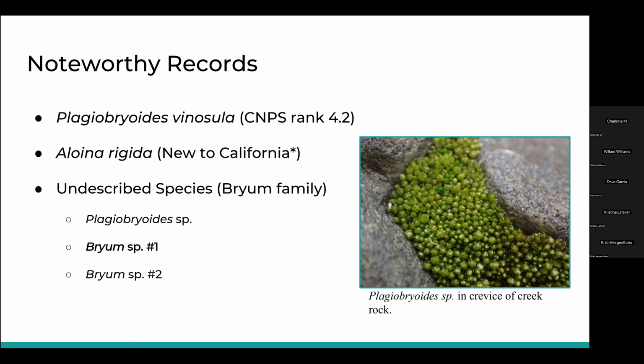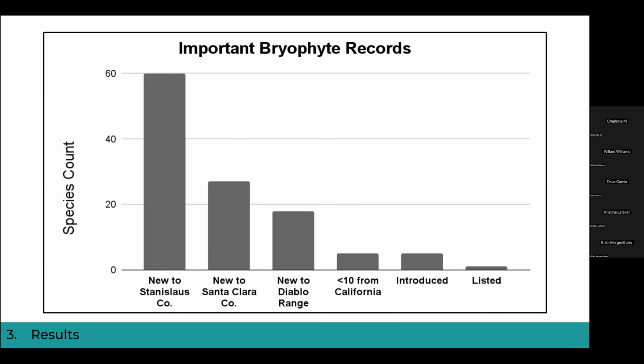Then you have 2 Bryum species, Bryum species 1 and Bryum species 2. I won't get into detail on Bryum species 2, but for Bryum species 1, I'll talk about in a moment.